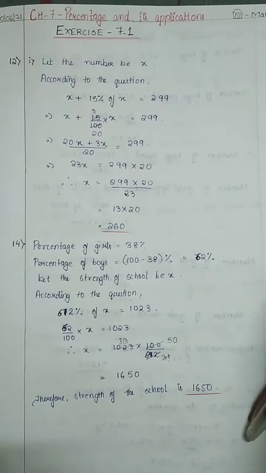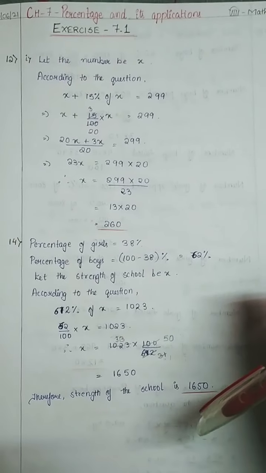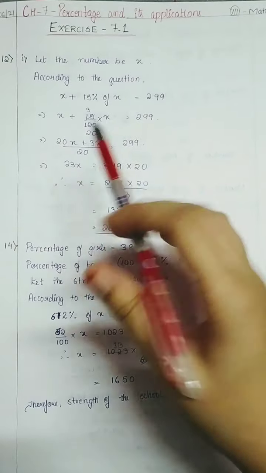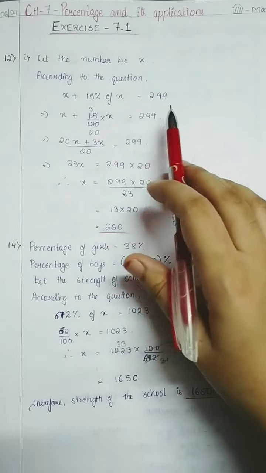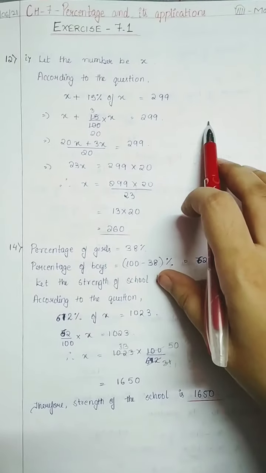Okay, so question number 12. Here we have a number. According to the question, it is given that when a number is increased by 15%, we are getting 299. So what is that number? We have to find it out.